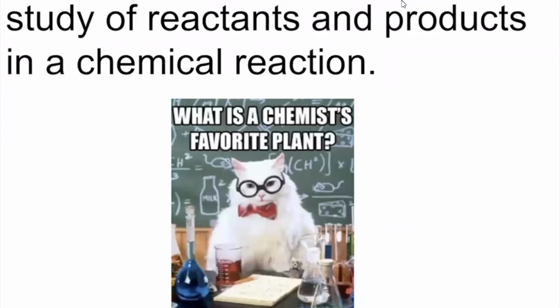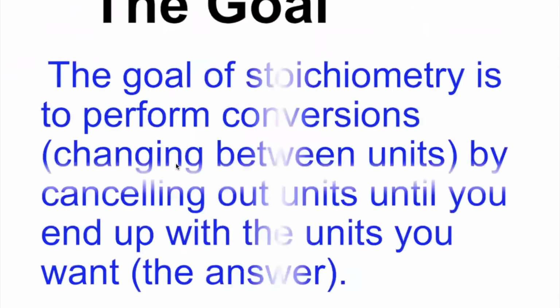We're going to begin discussing stoichiometry, and as I mentioned earlier, stoichiometry is basically making a numerical relationship between your reactants and your products when you have a chemical equation. So we're going to start doing some calculations when it comes to that. The goal of stoichiometry is to be able to perform conversions between your units, conversion between your reactants and your products.